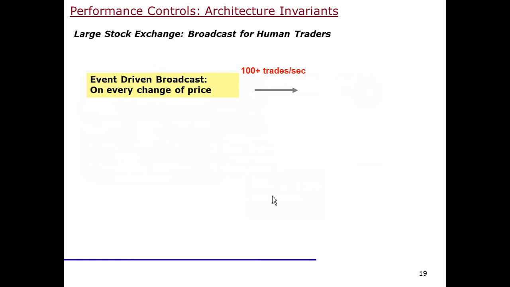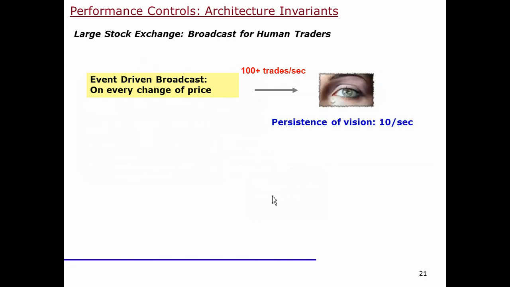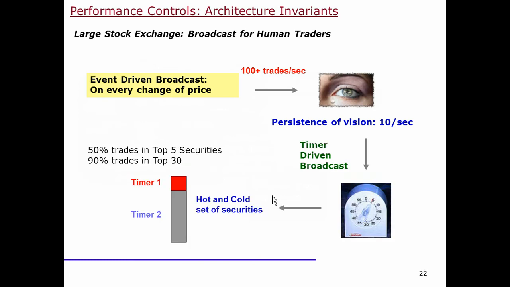If you look at the human eye, it has something called persistence of vision, wherein you can detect change 10 times per second. So if you can detect at this rate, why do you need to send data that fast? That simple change was implemented in the stock exchange to look at what's called a timer driven broadcast.